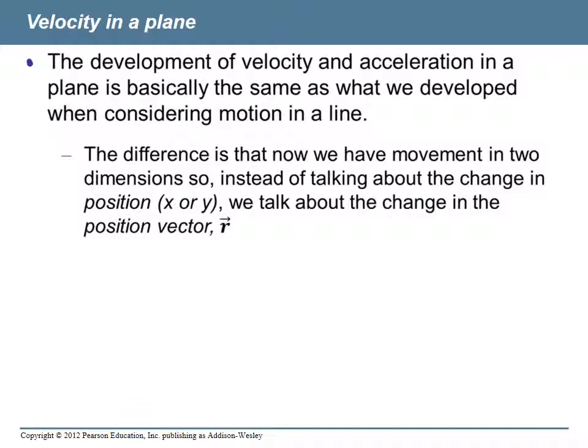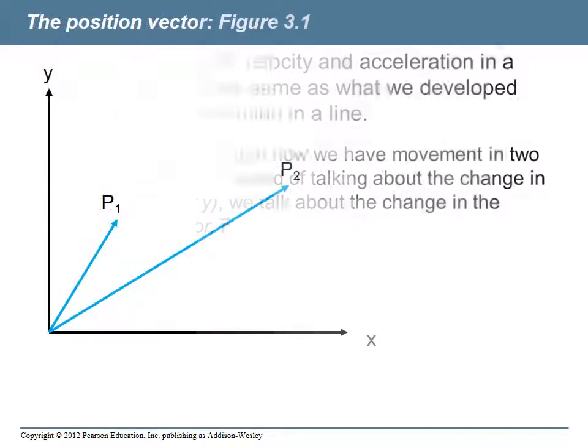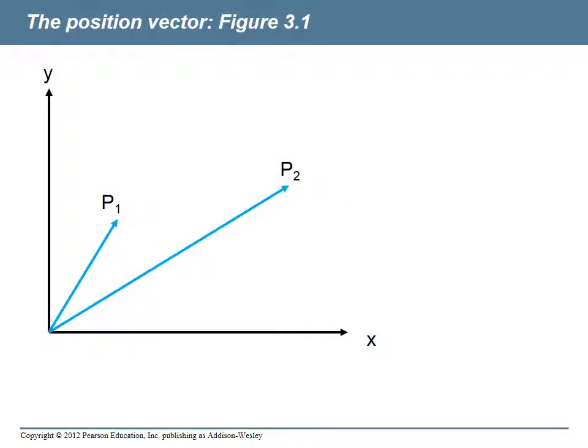So velocity in a plane, two-dimensional velocity, is developed pretty much the exact same way that we developed velocity and acceleration in chapter 2 when we were talking about it being a straight line. The only difference here is that now we can have movement in two dimensions. So we can have both an x direction as well as a y direction. So we need to talk about the change in the position vector. Instead of just being a change in the position, we need to talk about a change in the position vector, which is denoted by r, like you saw in the previous slide.